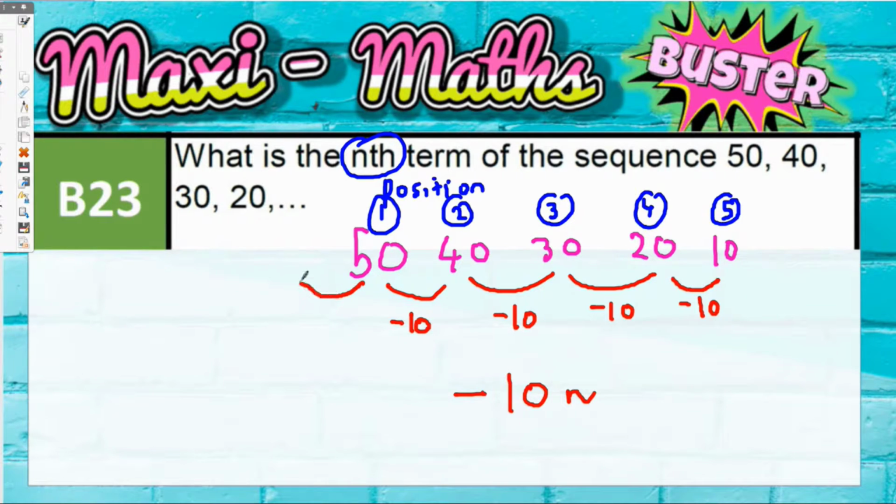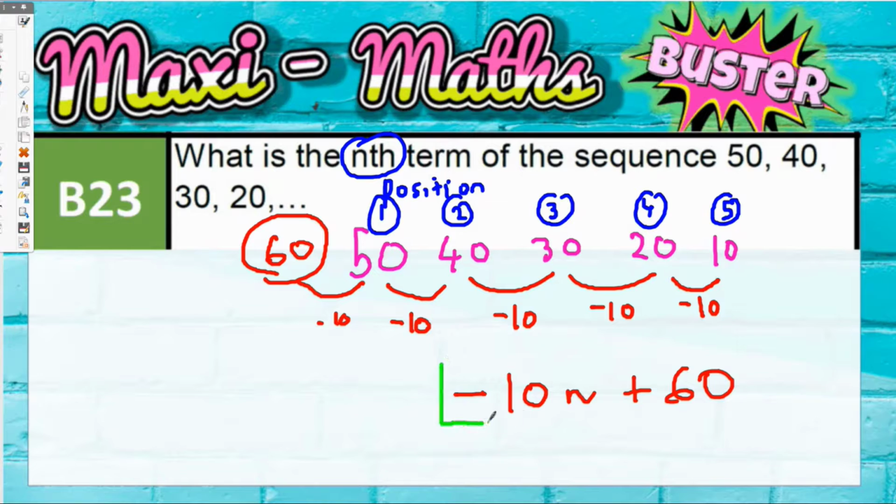Then you reverse the sequence by one term. So if it goes 10, 20, 30, 40, 50, reversing by one term would basically mean that this would have to be 60. And that's positive 60. So the other bit of the rule is plus 60. And that basically is the final answer, minus 10n plus 60. But there's a little bit more to it than this.